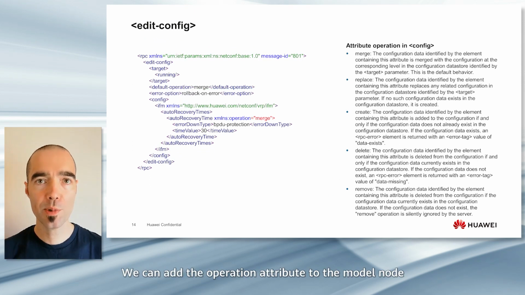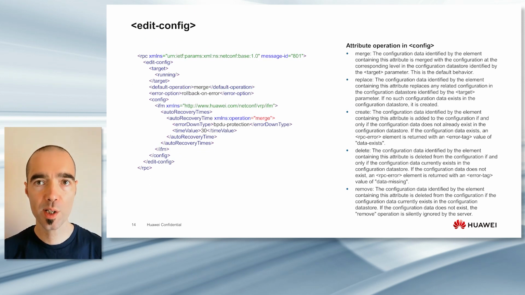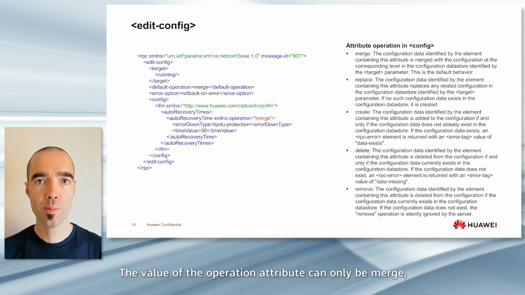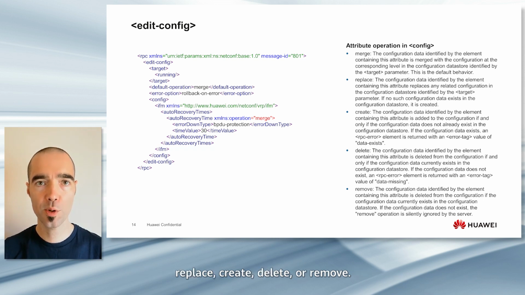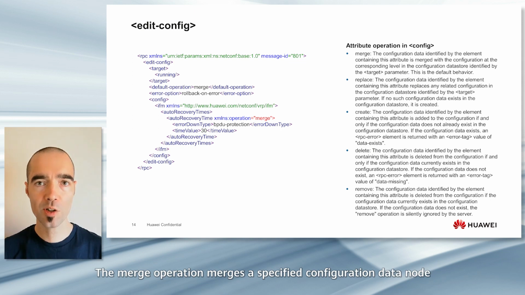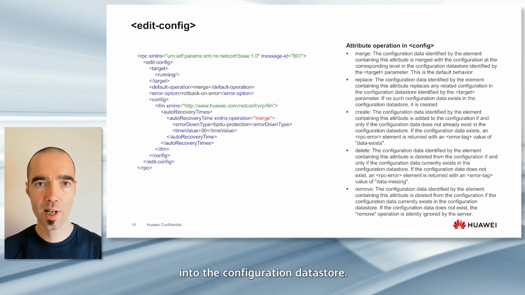We can add the operation attribute to the model node at the content layer to achieve different purposes. The value of the operation attribute can only be merge, replace, create, delete, or remove. If the operation attribute is not specified, the operation is merge by default. The merge operation merges a specified configuration data node into the configuration data store. The replace operation replaces a data node in a data store with the requested data node.